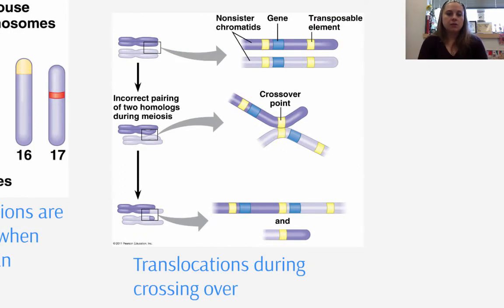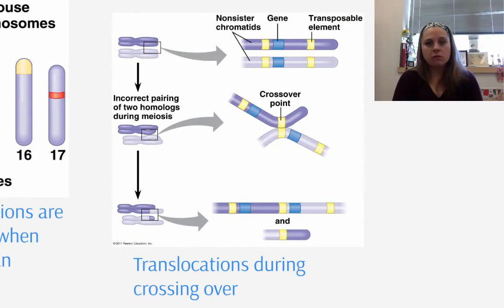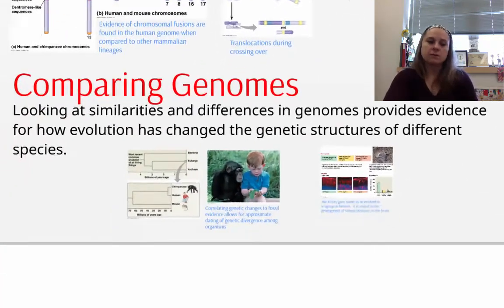Okay, and then translocations during crossing over. Crossing over points can be somewhat consistent. Because of that, we can look for transposable elements that can occur from crossing over between non-sister chromatids, and crossing over between non-sister chromatids of different homologous pairs, right, and have that actual transposon that exists. And these leave marks that we can look at as consistencies.